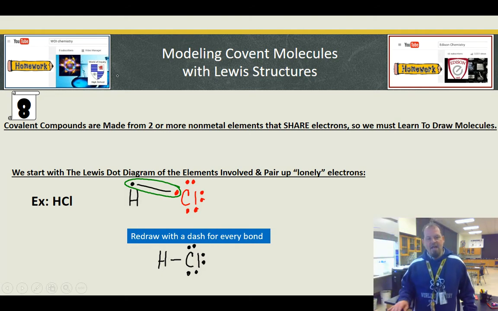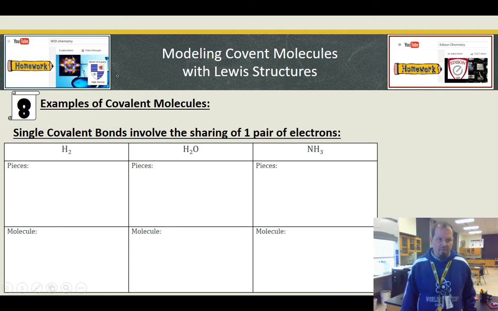That dash represents the bond, which is one electron from hydrogen and one electron from chlorine. That's hidden in that dash. So that's the new learning. That's the piece that is not necessarily visible or doesn't necessarily make sense, but that's what's going on. That dash means there's a bond, 2 electrons, 1 from each. How about we do a bunch until we get the hang of it?